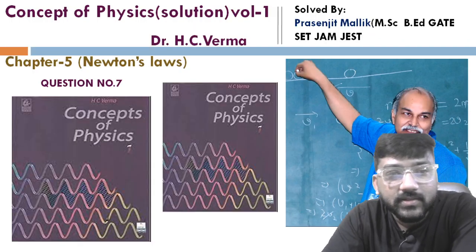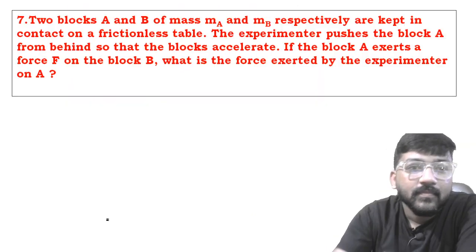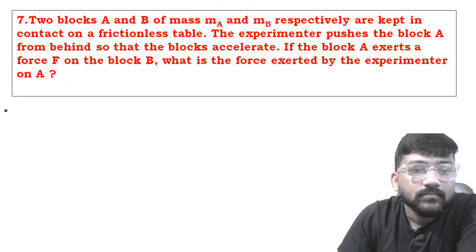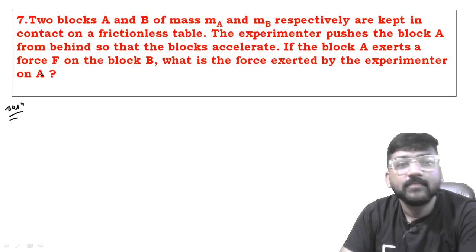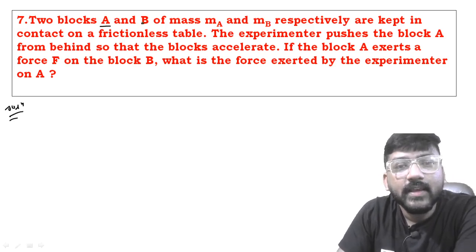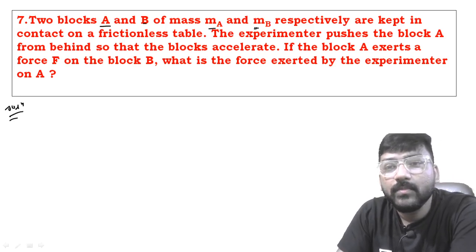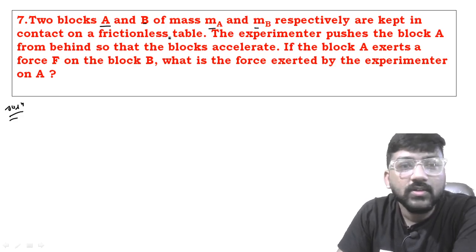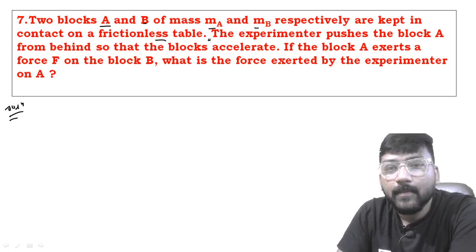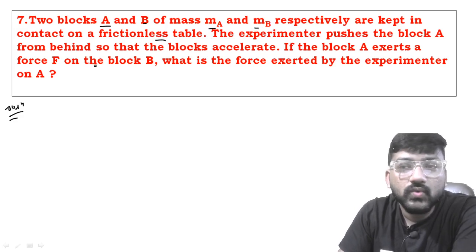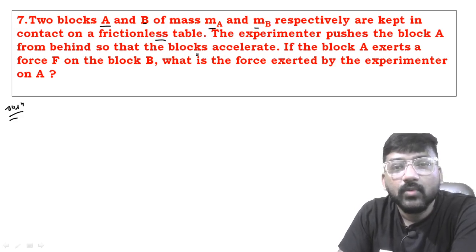Now let me solve the next question. This is question number 7. The question is that two blocks A and B of mass M_A and M_B respectively are kept in contact on a frictionless table. The experimenter pushes the block A from behind so that the blocks accelerate.